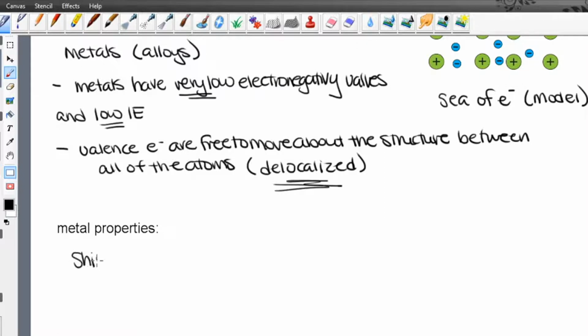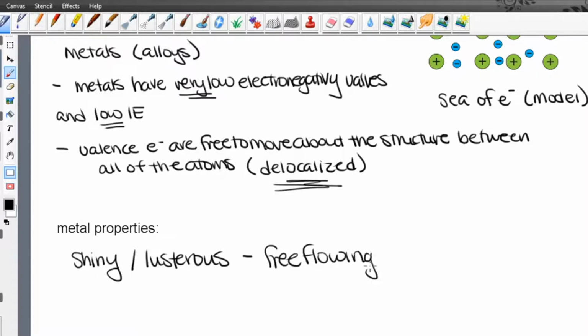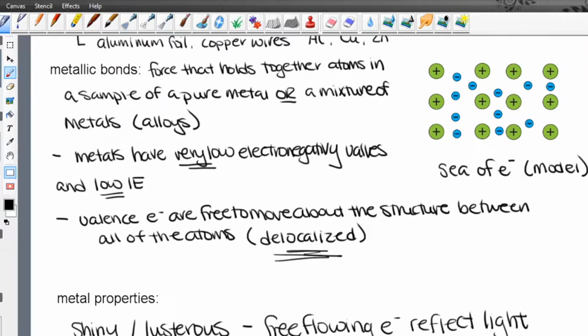Metals are shiny or lustrous. The reason why metals are shiny and lustrous is because free-flowing electrons reflect light very well. As these electrons are moving around the structure, if a wavelength of light were to come in, it would bounce back off very well off of those free-flowing electrons. And so you would, in fact, be able to see a shine to the surface of the metal.